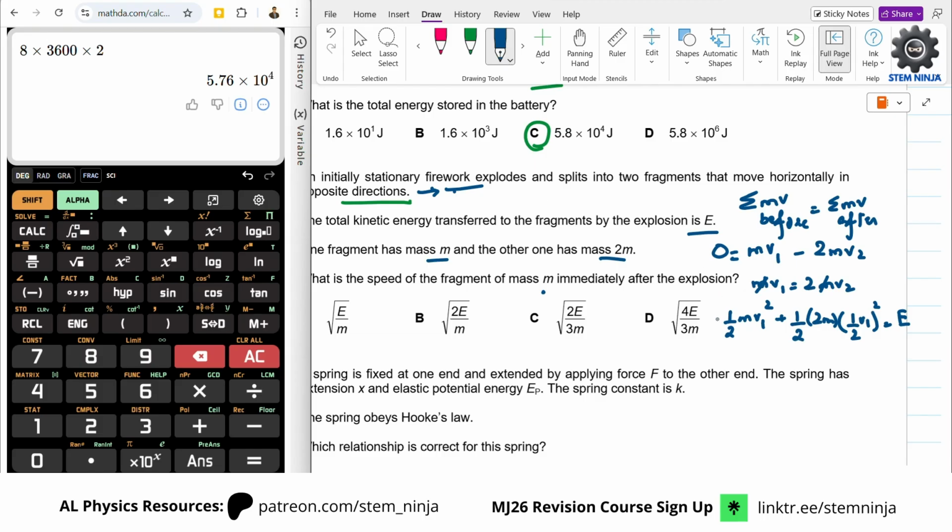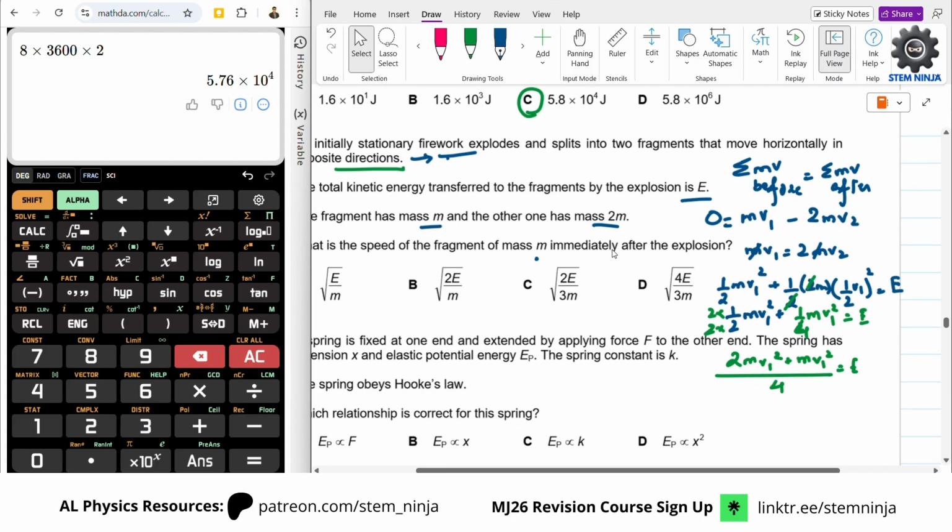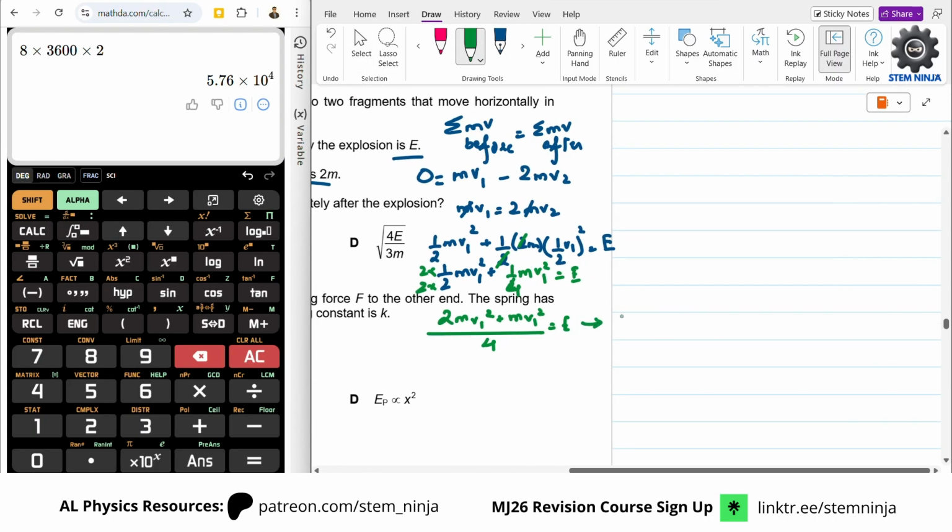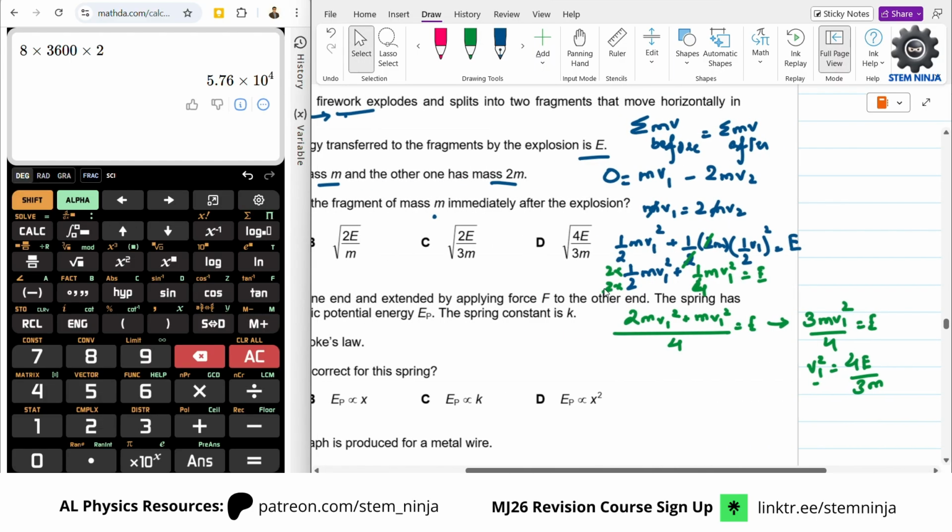Now we need to simplify this a little bit. So this is half mv1 squared plus half m times v1 squared over 4, which is 1 over 4 m v1 squared, equals E. Multiplying through, this is 2mv1 squared plus mv1 squared over 4 equals E. The left-hand side simplifies to 3mv1 squared over 4 equals E. So v1 squared would be 4E over 3m, and v1 is the square root of 4E over 3m.